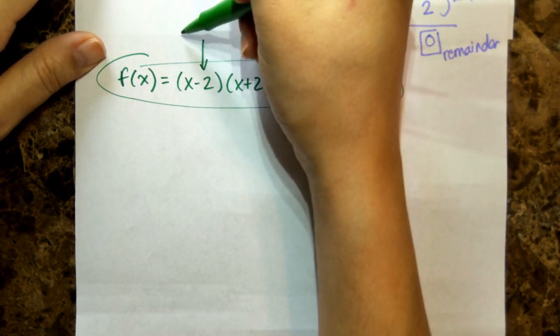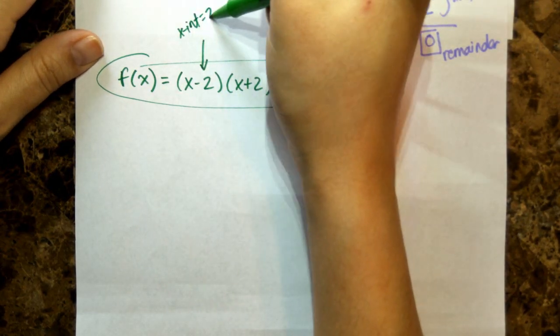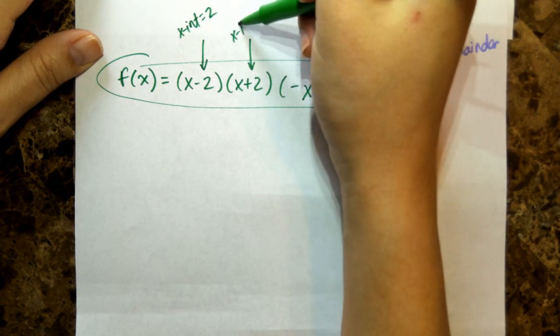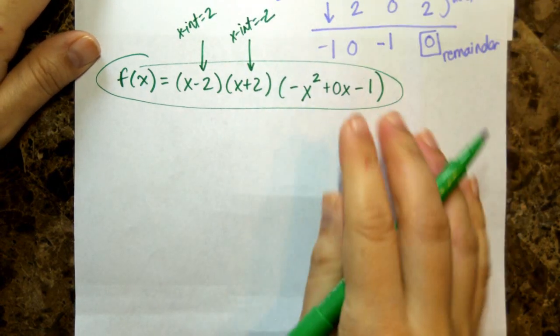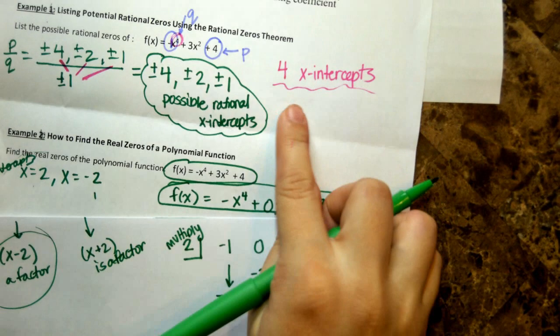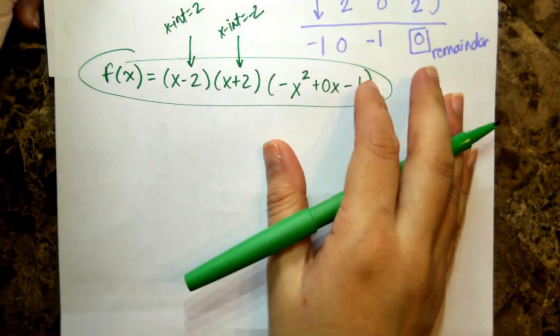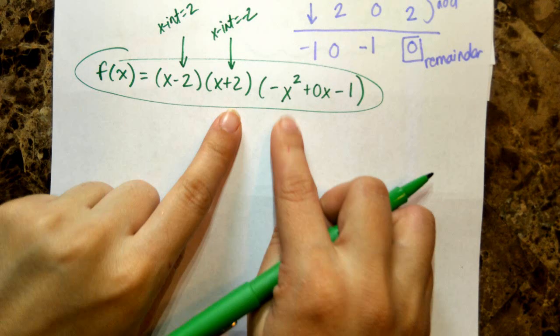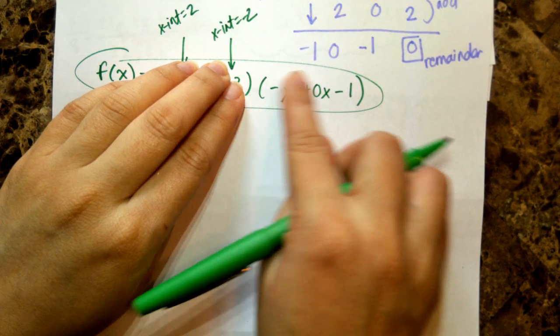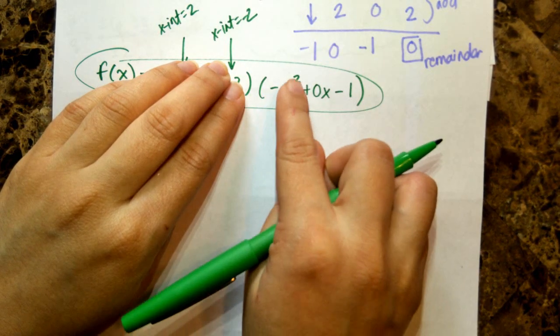One x-intercept is 2. Another x-intercept is negative 2. And I know there's two more answers, because remember we said there's 4 x-intercepts. So what are the last two? Well, the last two are going to come from here. Now this is a quadratic because it's x squared.